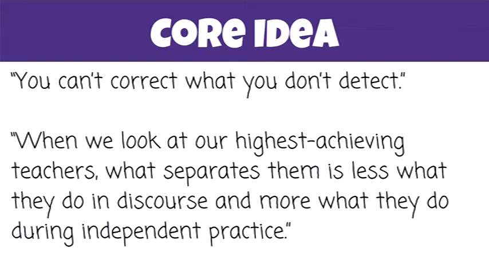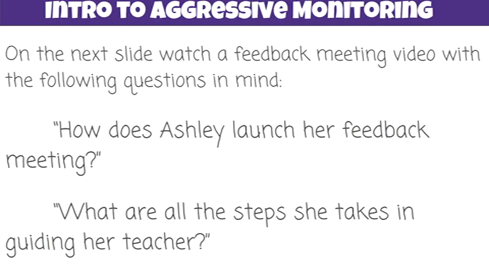So now that we've looked at picking the right action step, it's time to consider how to deliver that feedback effectively. We're going to watch a complete feedback meeting and focus around aggressive monitoring. You're going to see Principal Ashley Anderson, who's the principal at Uncommon Collegiate High School in Brooklyn, New York, as she meets with a second-year teacher who has had success in the past, and she's now working on developing her skill in aggressive monitoring, gathering data during independent practice in order to respond to student error.